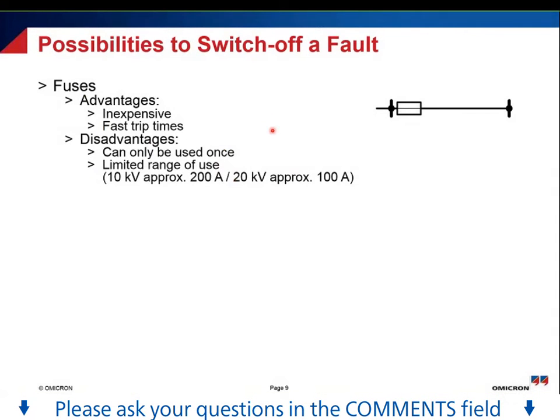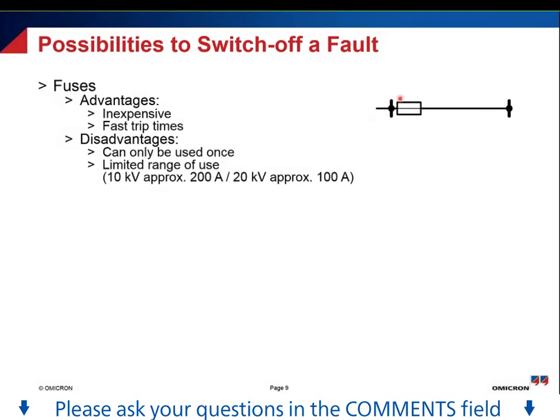Okay. How can we switch off such a fault? How can we disconnect the current flow? Well, there are different possibilities. Fuses are one of these possibilities. Fuses are one of the most common things in the network. The advantages of these fuses is that they are inexpensive and they can reach fast trip times.